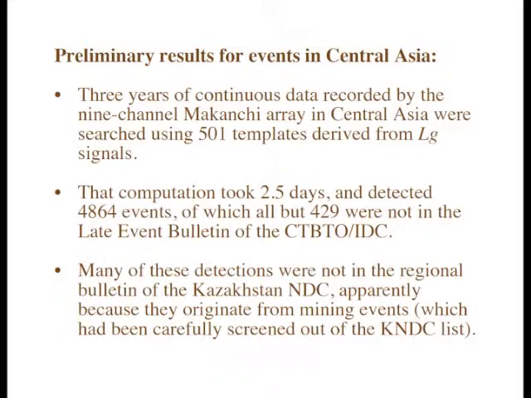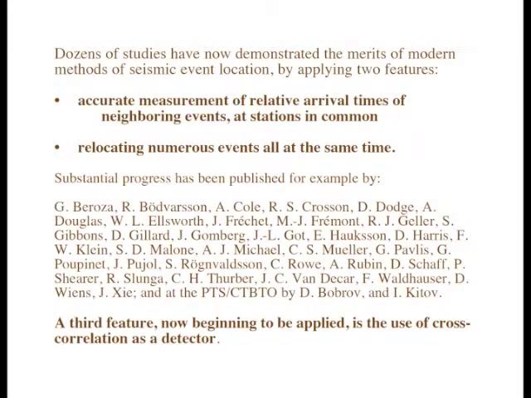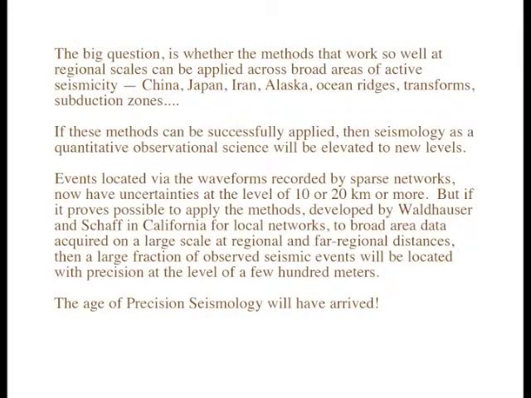So the question then is, so many studies have demonstrated the merits of these modern methods, measuring arrival times by cross-correlation, relocating many events at the same time. And this third feature, as I've tried to characterize it in the last few minutes, is just beginning to be applied. And will it work on regional scales across broad areas? I think the indications are that it can.